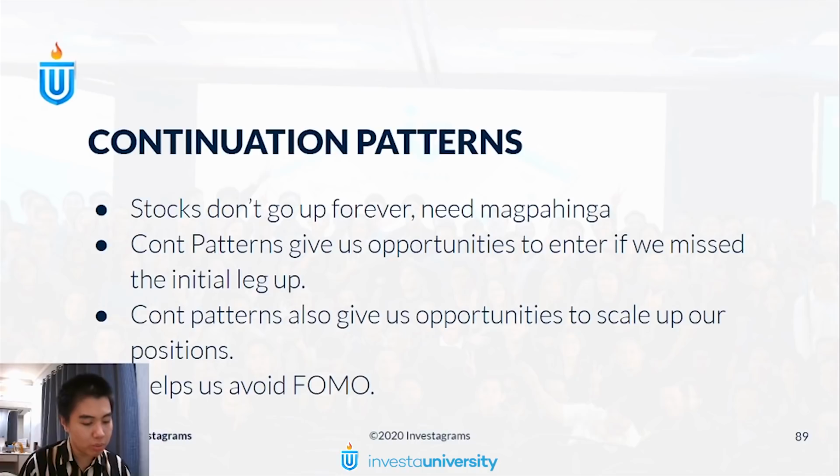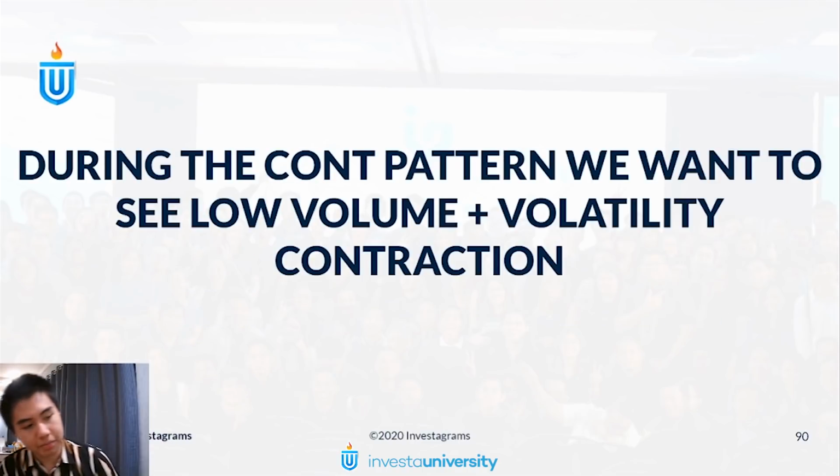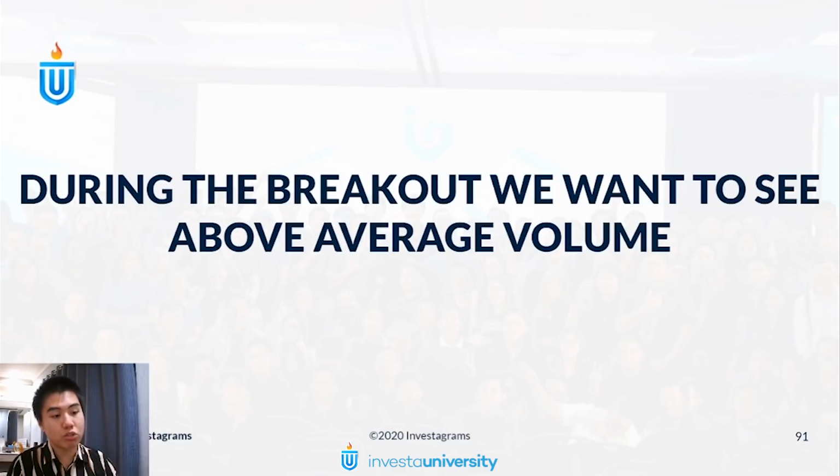So, what better way to teach this than to show you guys some examples? During the continuation pattern, just some notes to take note of. Right? During the continuation pattern, we want to see low volume plus volatility contraction. I'll be showing some examples to explain it further. And then during the breakout of this pattern, we want to see above average volume.